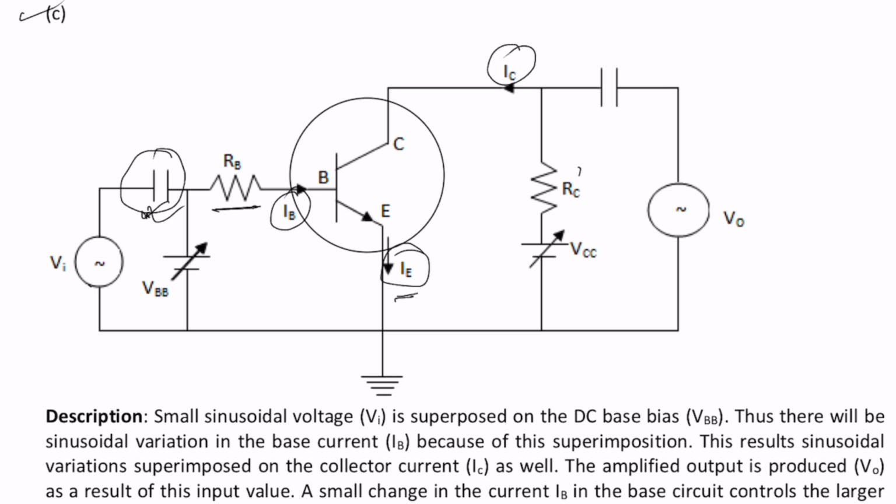Now this is the load in the collector-emitter circuit, and this is where the output is obtained. This is the output voltage signal, and through a capacitor we connected it. Now a small sinusoidal voltage Vi is superposed on the DC base bias VBB.